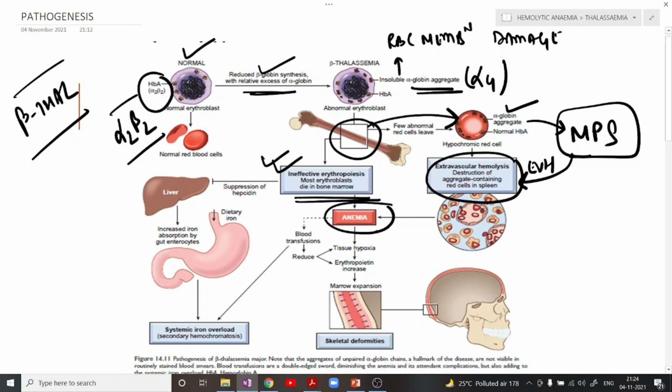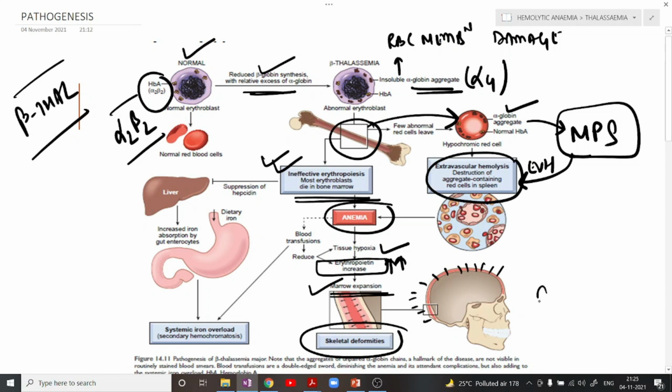Now, once the patient develops anemia, what is going to happen? There will be tissue hypoxia, and as a compensation, the body is going to increase the release of erythropoietin. This increased erythropoietin synthesis is going to cause bone marrow expansion. So the marrow is going to expand, leading to skeletal deformities. There is expansion of the bone marrow leading to periosteal new bone formation, especially in the skull. The new bone forms like this, giving an appearance of a crew cut.